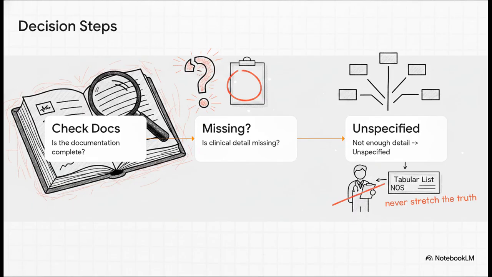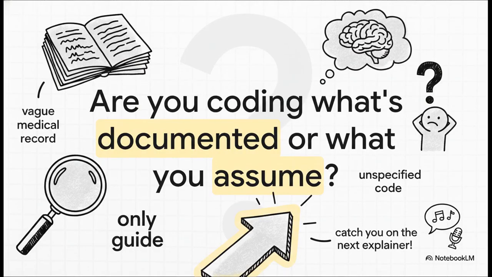Bringing it all home now, Section 6 Summary, Coding the AMCI Way. Let's bring all these clues together for a final review of the exact thought process you need every single time you code. Walk through these steps before you finalize anything. Ask yourself, Step 1, is the documentation complete? Step 2, is clinical detail missing? If the answer is yes, detail is missing, then you move straight to Step 3. Not enough detail means you must use the unspecified code. Let that NOS in the index guide you, let the tabular list confirm it, and absolutely never stretch the truth of the medical record.